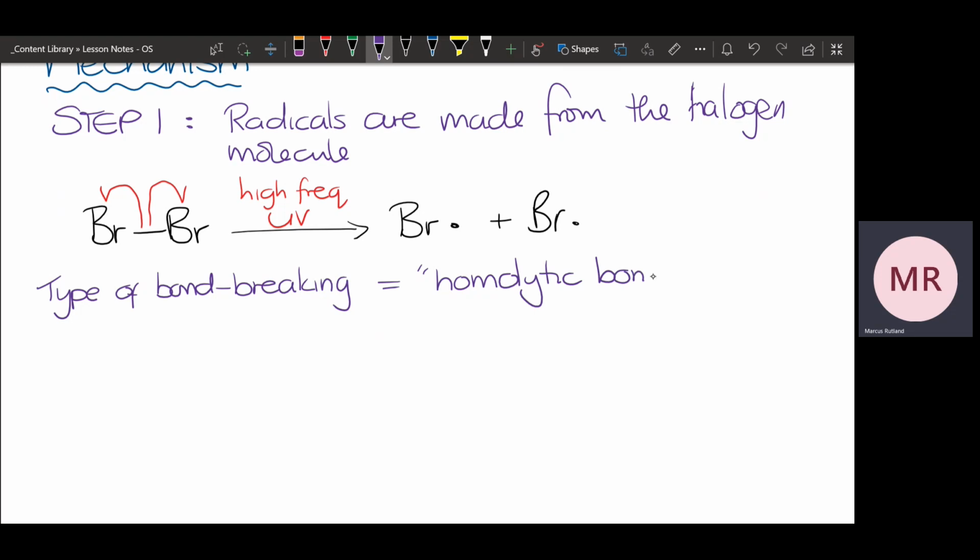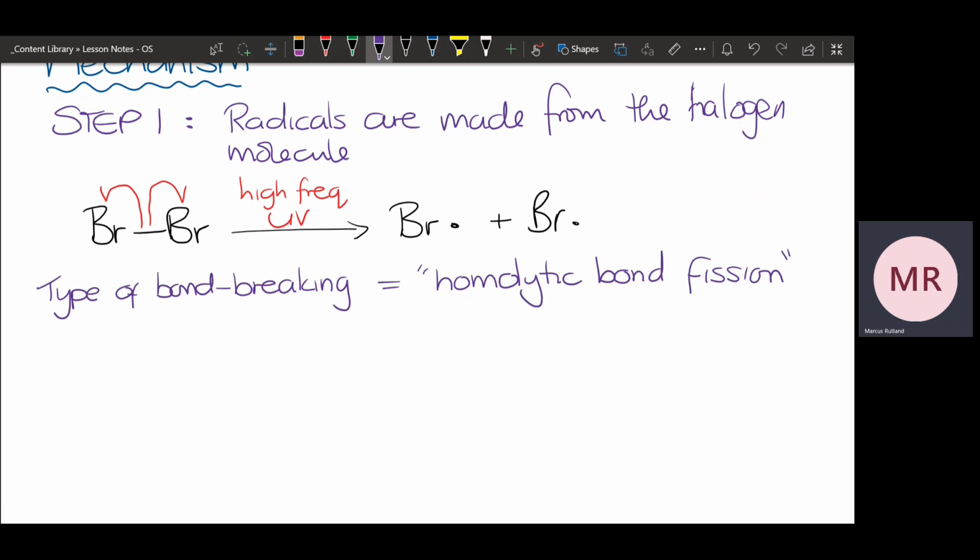Bond fission. So if you get asked what type of bond breaking is involved here, it's homolytic bond fission, and you know it is because the outcome is two radicals, two things that are sort of equal to each other, rather than a positive ion and a negative ion that you get in the opposite thing, the heterolytic bond fission.